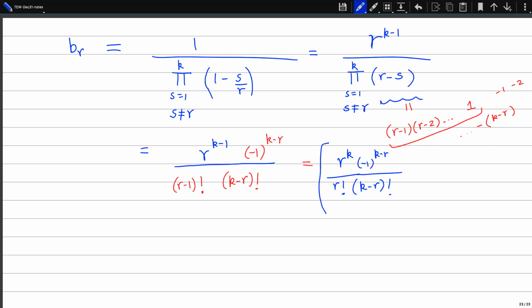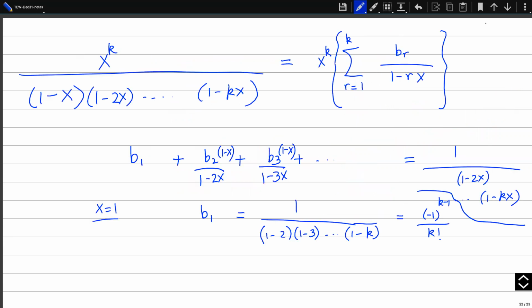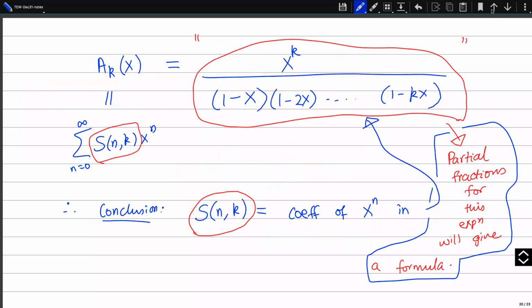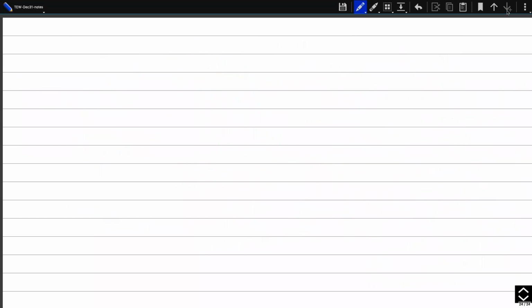Okay, so we have managed to simplify the constant. Now let's go back and write out what this expression looks like. Maybe we won't write it out in full. The value of b_r we have worked out. Now this is the final expression. And what did we want? We wanted to find the formula for S(n,k), and S(n,k) is just the coefficient of x power n in this expansion. Okay, so finally, we're almost there.